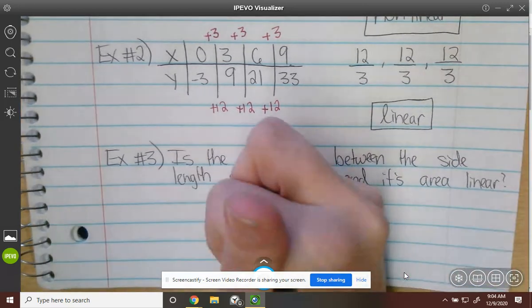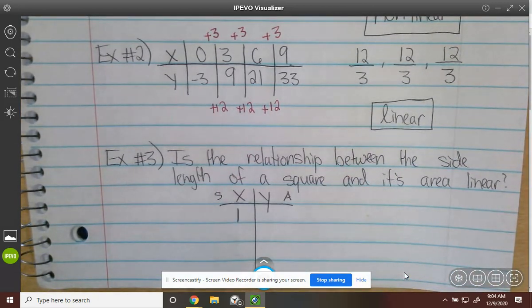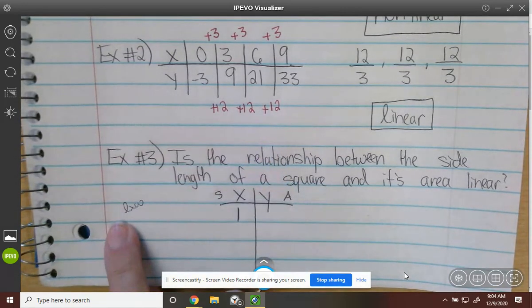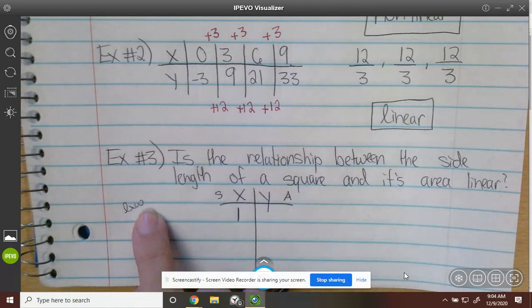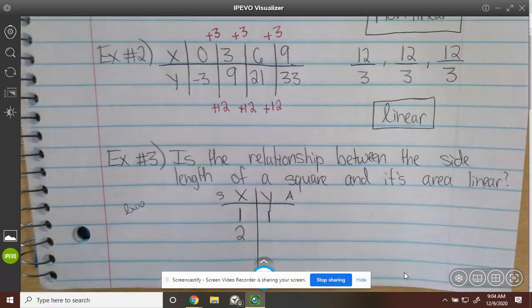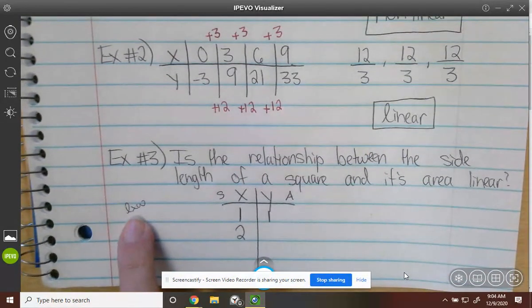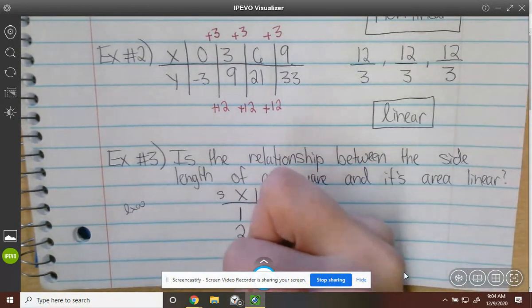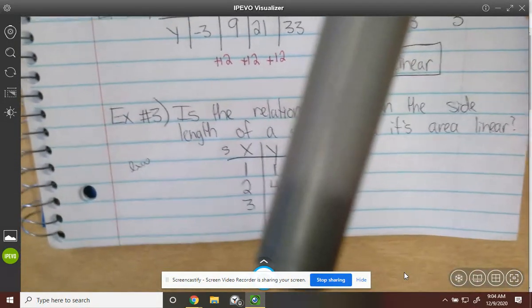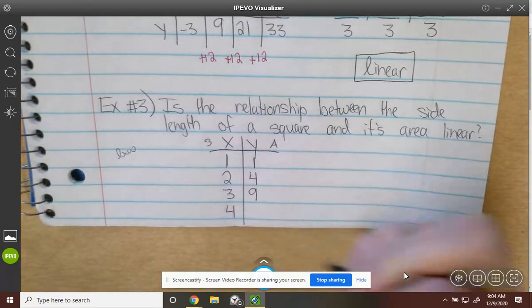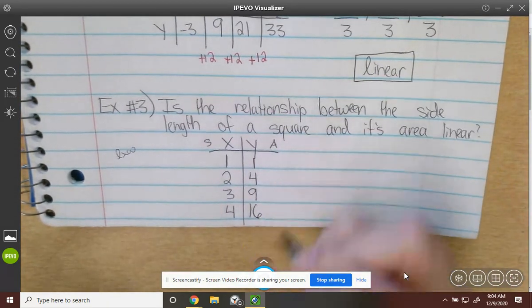So let's say I have a side length of 1. So my square is just a little 1 by 1 square. How do I find the area of a square? You take length times width. So if my length is 1 and my width is 1, then my area would be 1. Let's say my side length is 2. Then I would take 2 times 2, which is 4. Side length of 3. 3 times 3 would give me 9. And a side length of 4. 4 times 4 would give me 16.